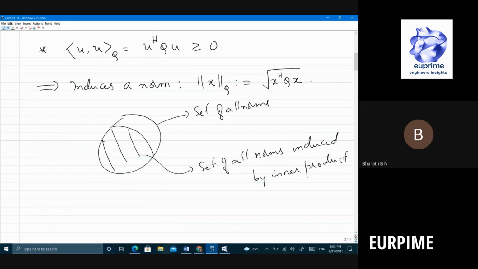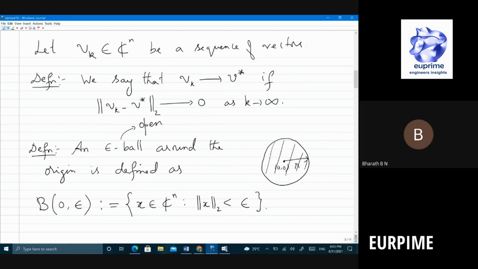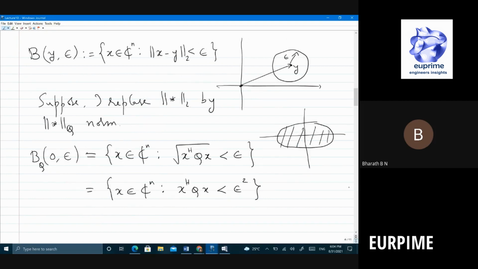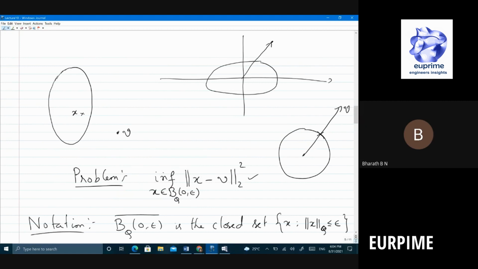And then we saw what we mean by a unit ball or an epsilon ball with respect to a norm, right? For example, if you look at two norm, the epsilon ball would be basically all points at a radius r from the origin, right? That's very clear. But if you use a different norm, let's say you use a Q norm, it turns out that the ball is not really physically the ball, but it'll be an ellipsoid, right? In two dimensions, it's an ellipse, right?